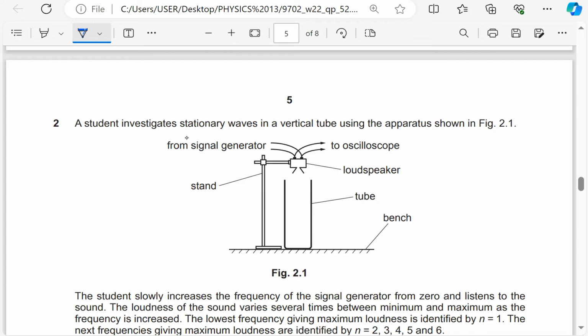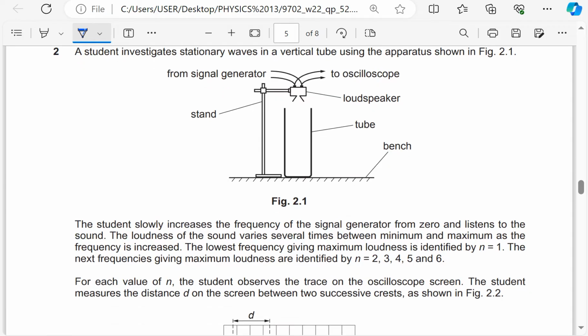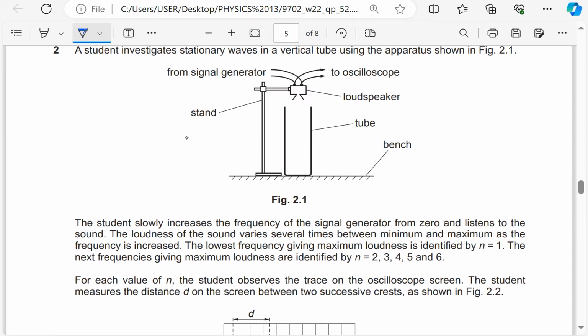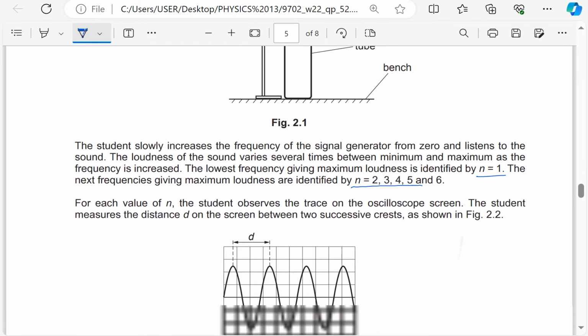A student investigates stationary waves in a vertical tube using the apparatus shown in the figure. So this is the apparatus. The student slowly increases the frequency of the signal generator from 0 and listens to the sound. Loudness of the sound varies several times between minimum and maximum. As the frequency increases, the lowest frequency giving maximum loudness is identified by n equals 1. The next frequencies giving maximum loudness are identified by n equals 2, 3, 4, 5, and 6.